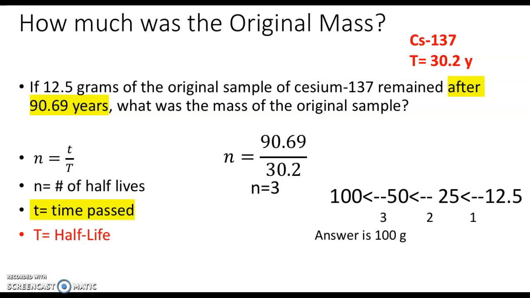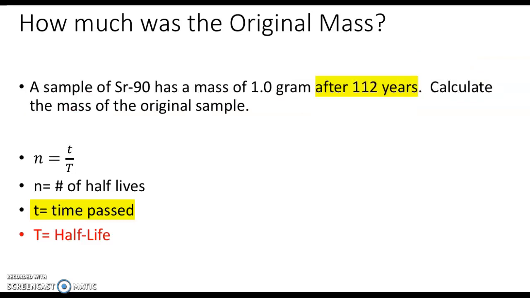So let's try this problem again. How much was the original? A sample of Sr-90 has a mass of 1 gram after 112 years. Calculate the mass of the original sample. Once again, based on the problem, I can already tell you what my time passed is because I see this keyword after and then a certain amount of time. So that is my time passed.